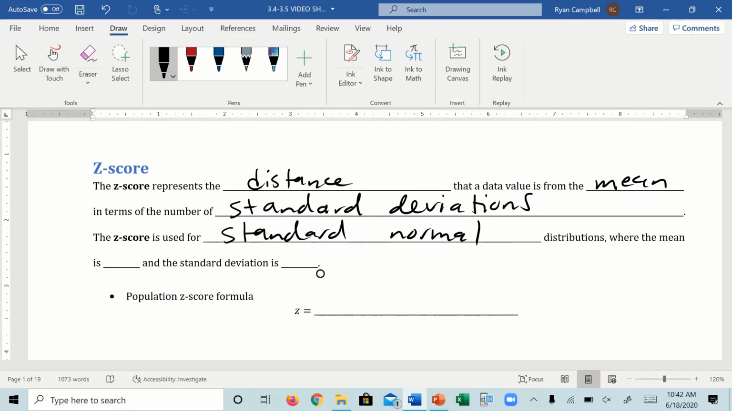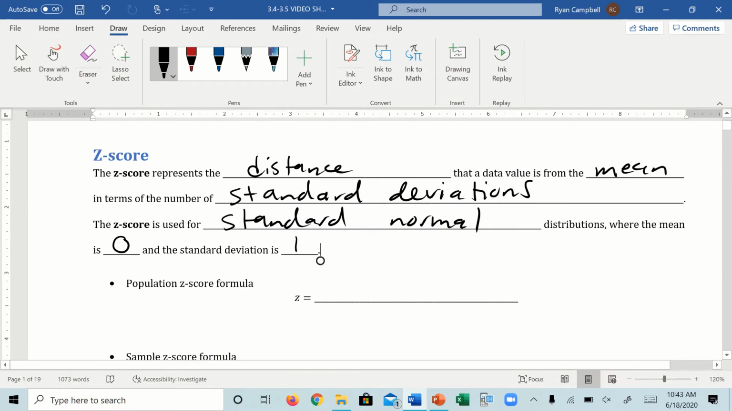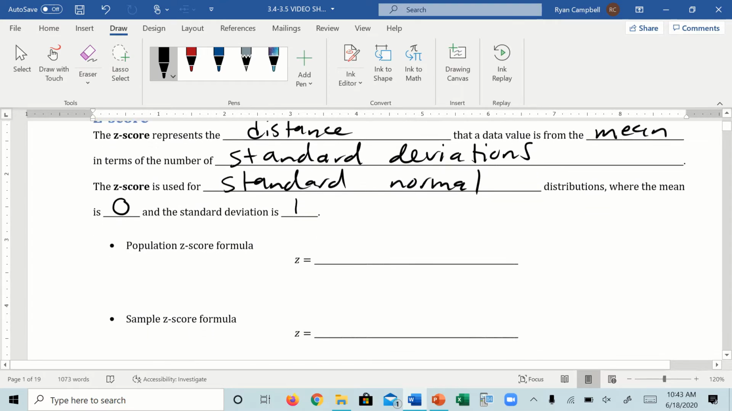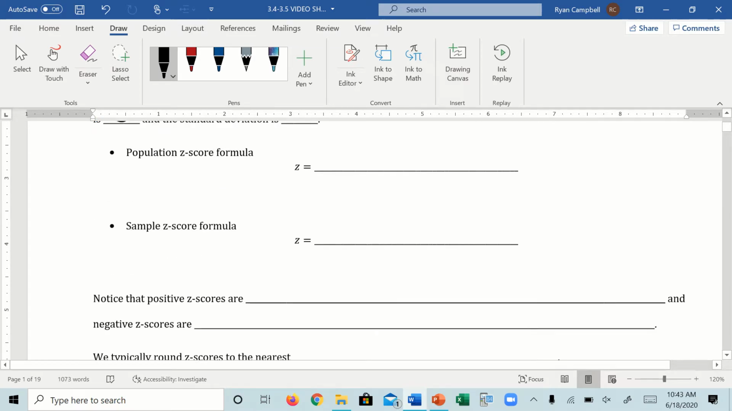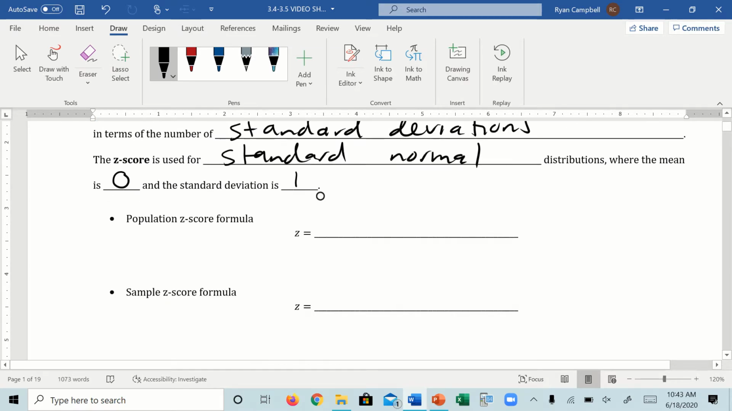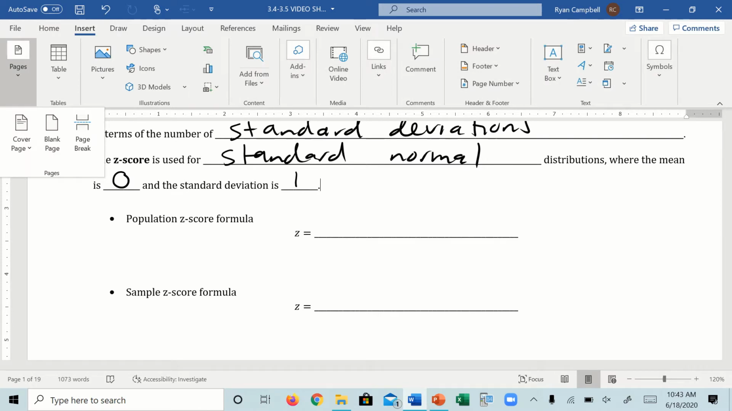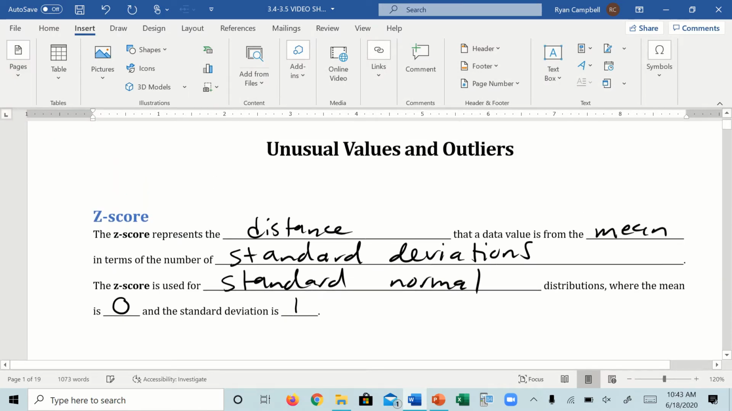So the way that we do it is that we want to make sure the mean is 0 and a standard deviation is 1. So it should be pretty easy. Mean is 0, standard deviation is 1. So let's figure out what this formula should be then.